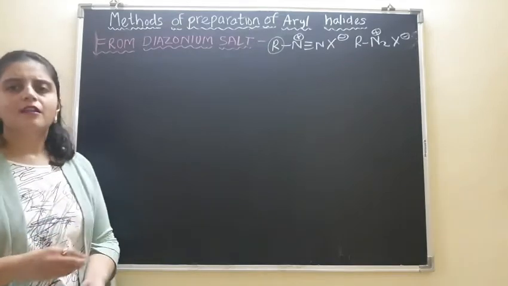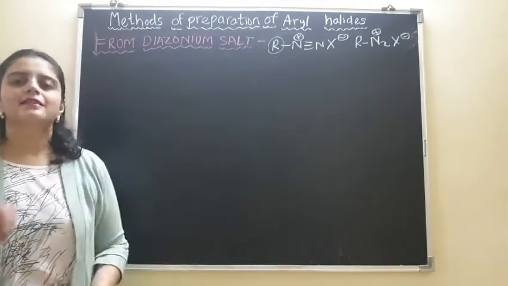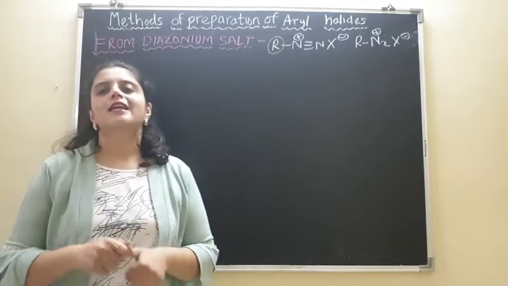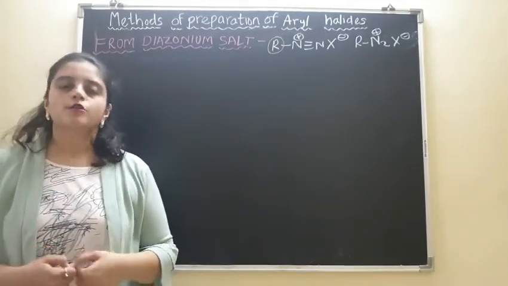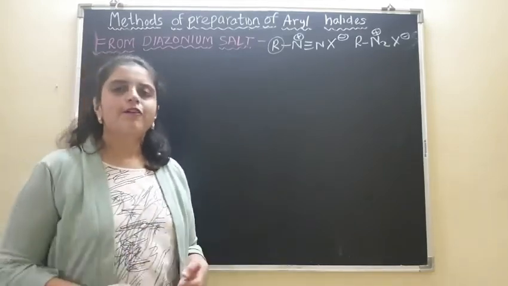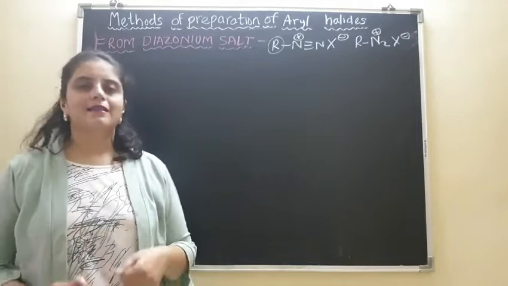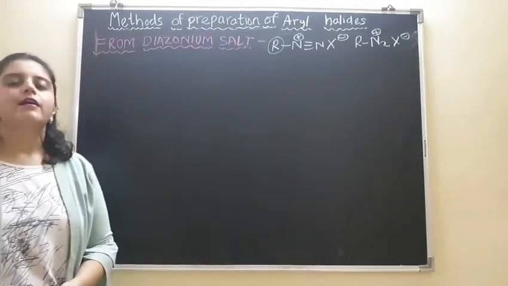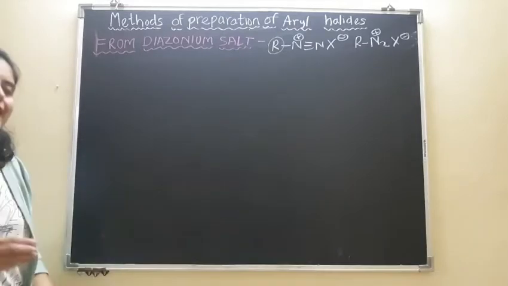So first let us learn how we can prepare this diazonium salt, because for this reaction we require a freshly prepared diazonium salt. So we need to prepare this also, then only we can proceed with the reaction. So first let us understand how we can prepare this diazonium salt. To prepare it we require an ice cold solution of aniline.